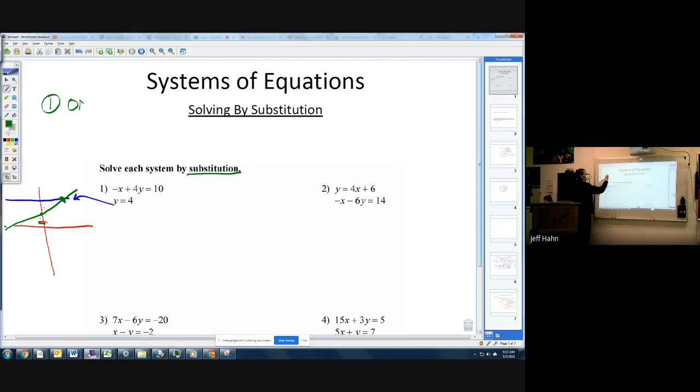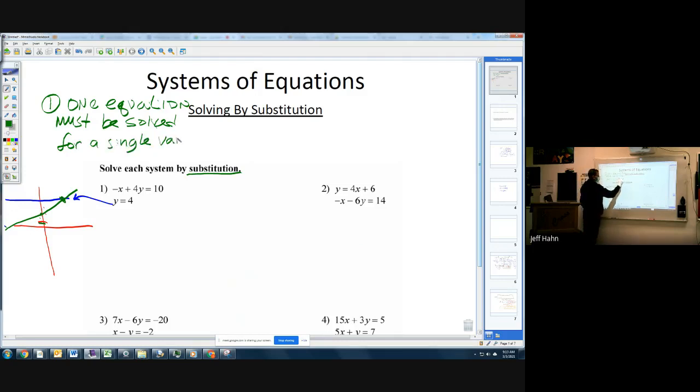is one equation must, ladies and gentlemen, must be solved for a single variable. I will let you write that and then I'll tell you what that means. In order to use substitution, one of your two equations must have a letter all by itself.